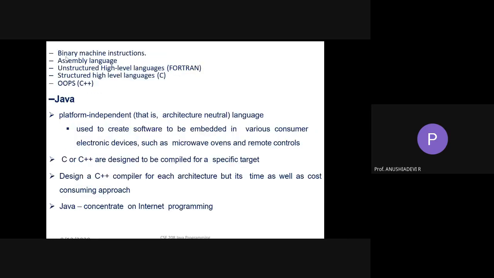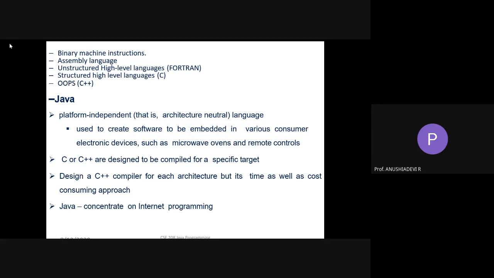Initially, binary machine language and machine instructions were developed, and then assembly languages. After that, unstructured high-level languages were developed, for example Fortran and COBOL. And then the structured high-level language was developed, that is C.